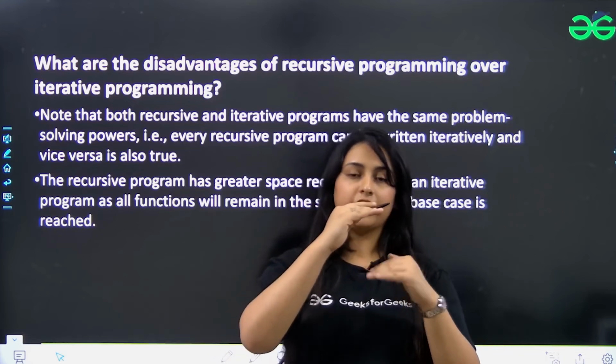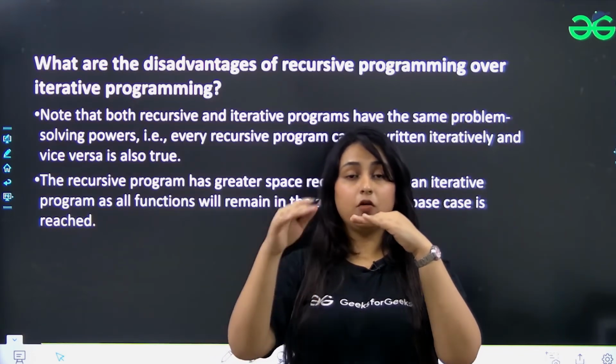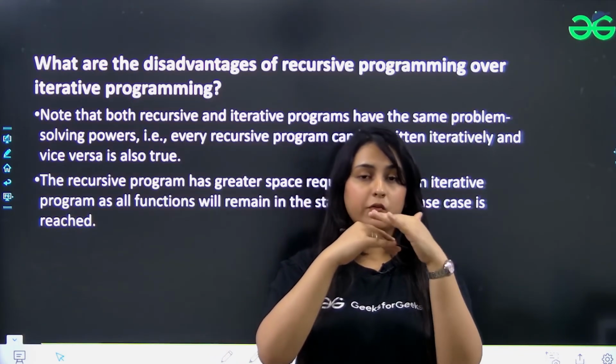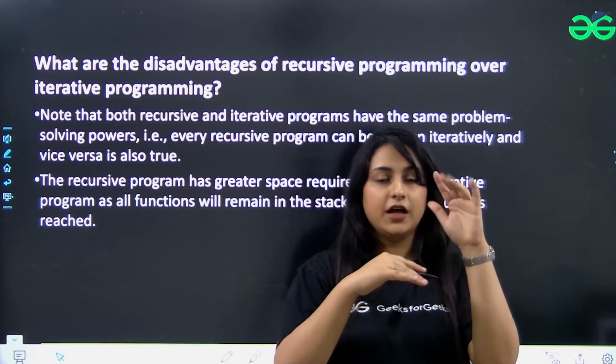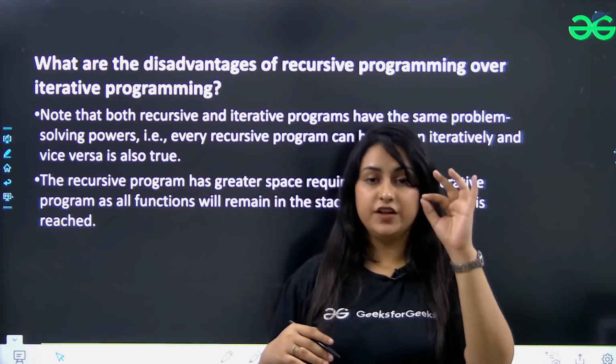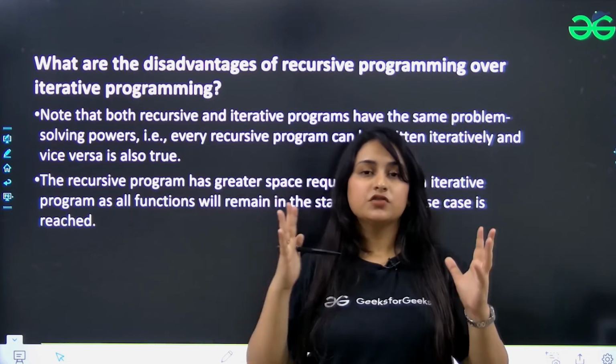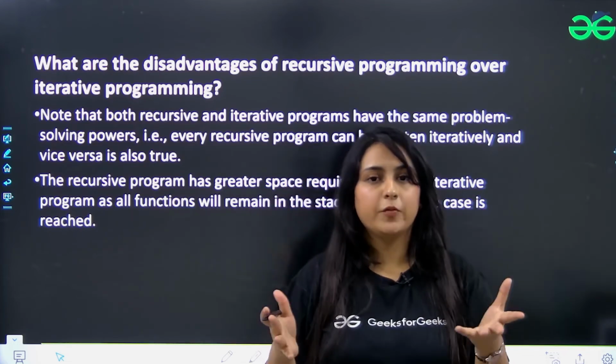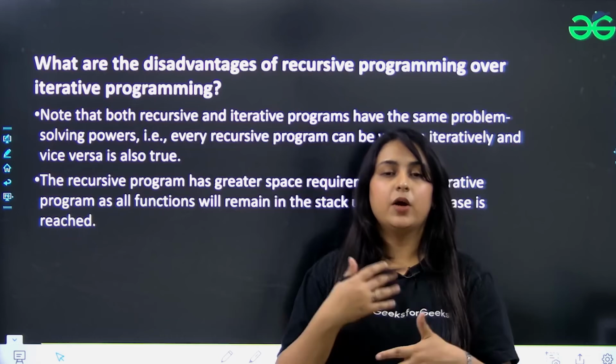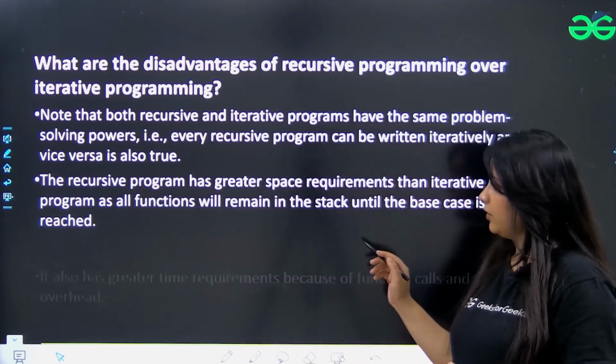As you saw in the example of fact 5, from fact 5 I called fact 4, from fact 4 I called fact 3, from fact 3 I called fact 2, from fact 2 fact 1, then fact 1 returned the answer. Till the time we reached the base case, all the functions were in the memory stack, right? So it's acquiring some space in the memory stack. That's why the space requirement is more.